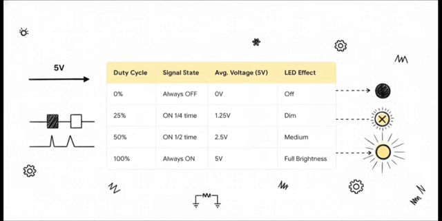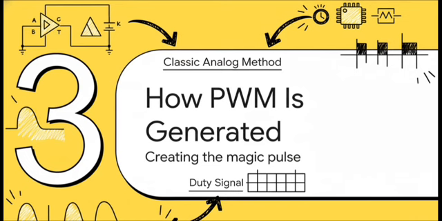Now, you're probably thinking, wait a minute, wouldn't I just see a flickering light? And that is a fantastic question. The key is that this on-off switching happens incredibly fast. We're talking hundreds, thousands, or even millions of times every single second. It's so fast that our eyes, or a motor, or any other component can't possibly see the individual pulses. All they respond to is the average effect. It's like we're tricking the LED into thinking it's getting a lower, steady voltage, but we're doing it with zero wasted heat.